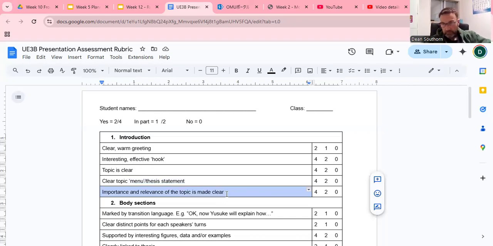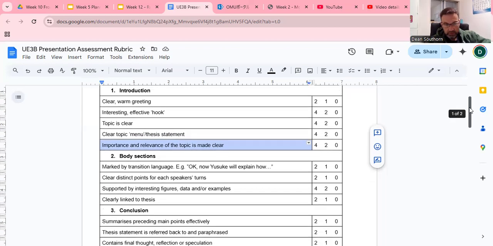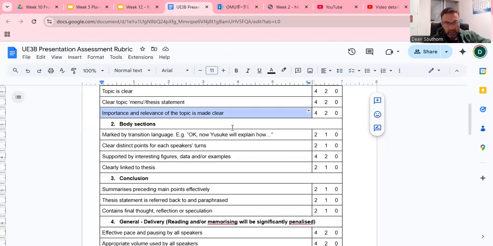Moving on, we are going to look at the body section. So the first one there is transition language. Actually, transition language is much easier when you're presenting in pairs or threes, because you will hand over to other people, and that is your transition. Transitions indicate the end of one part moving into the next part. So you might divide your presentation.